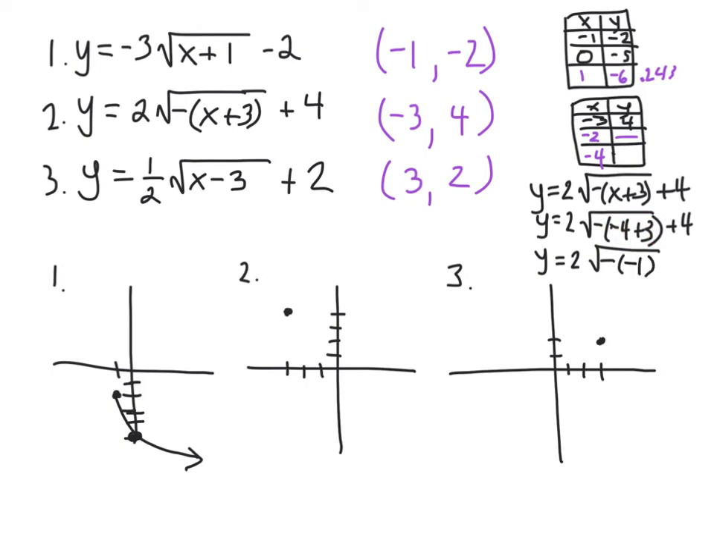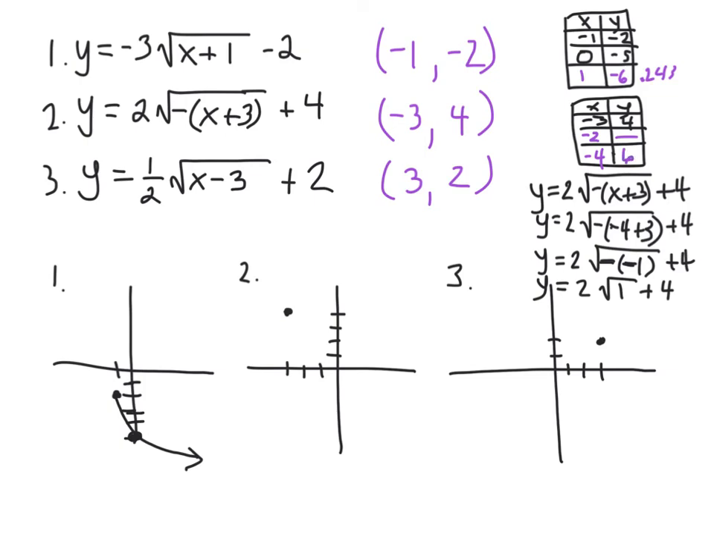If I put a -1 in there, now we have y equals 2 times the square root of -1, which is +1, plus 4. So we now know we have a square root of a positive number, which we can do. The square root of 1 is 1. 2 times 1 is 2, plus 4 is 6. So our y value is 6 when our x value is -4.